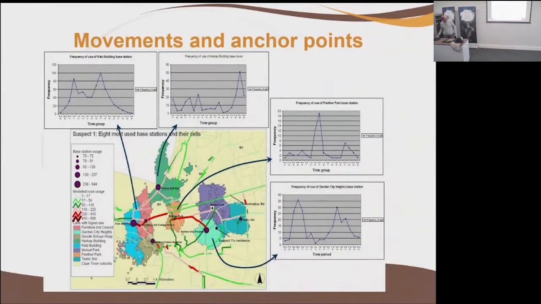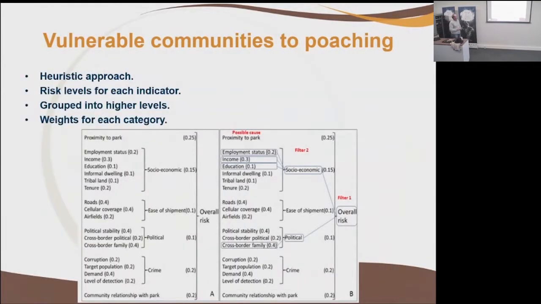Based on the intelligence that you got. Alright, so the other one that we were looking at is vulnerable communities.